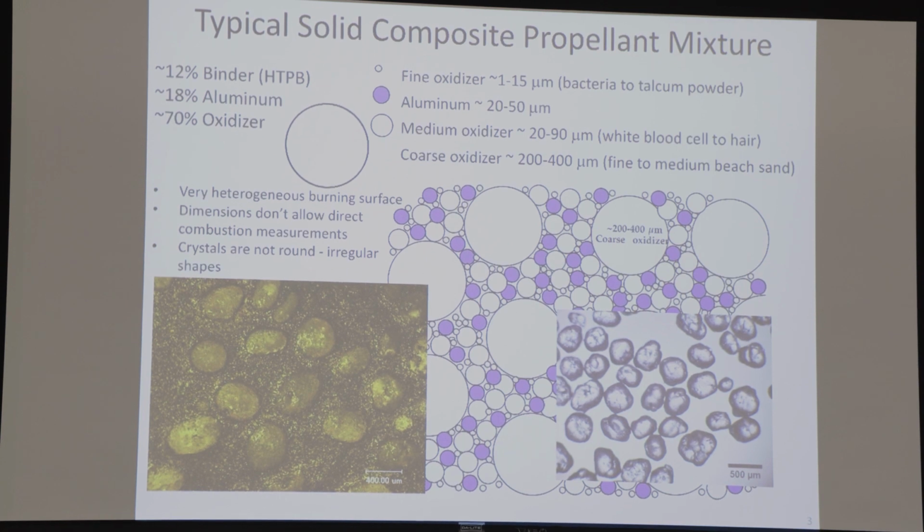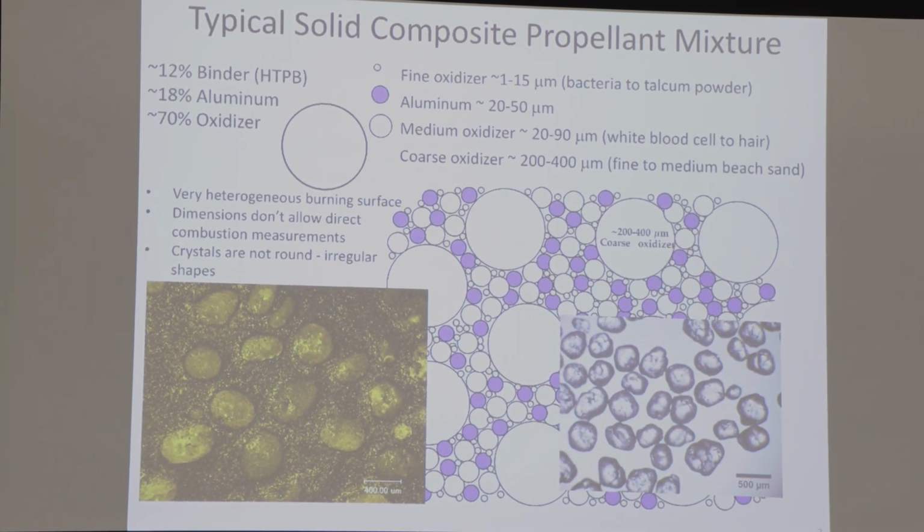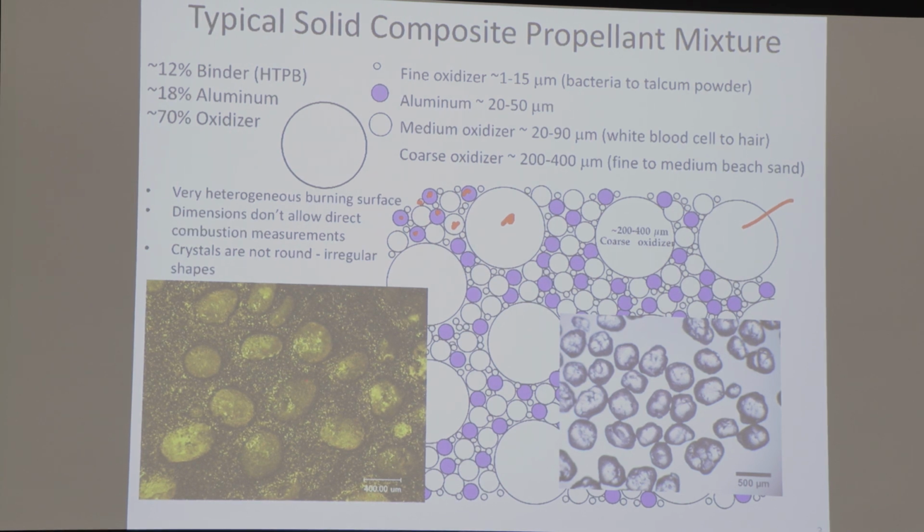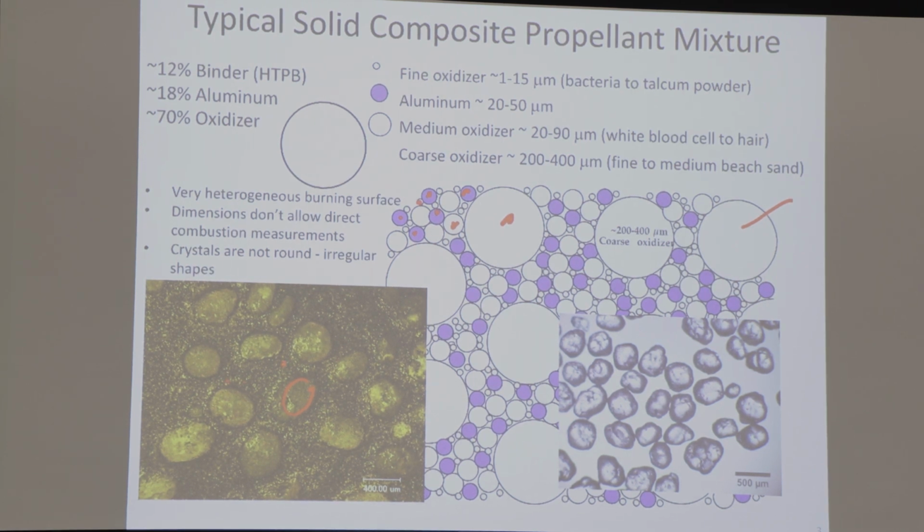So in this picture here, what you're seeing is a schematic of what it might look like. So here are the coarse particles, the medium and the fine oxidizer, and the blue are basically the aluminum particles. And you can see how this matrix fits together to get a high solids loading. The bottom right here is basically a picture of the coarse AP particles, just by themselves. The picture on the left shows a composite propellant. And so here are the coarse particles embedded in the binder. And in the binder, you can see barely different sizes of AP and the aluminum particles.